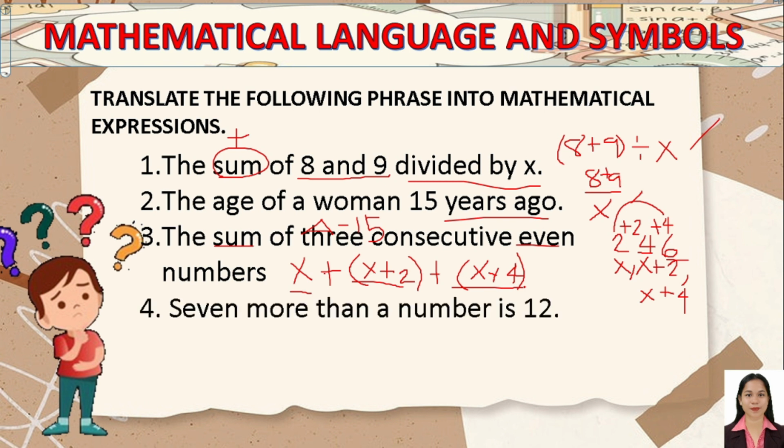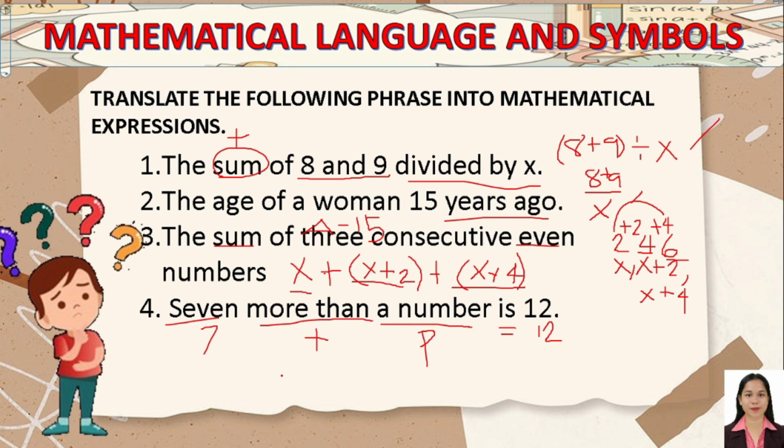Number 4, 7 more than a number is 12. So more than, ibig sabihin plus, and a number is 12. A number, we are going to represent by the variable, say for instance, p. And we have here 7, and then is equal, then we have here 12.